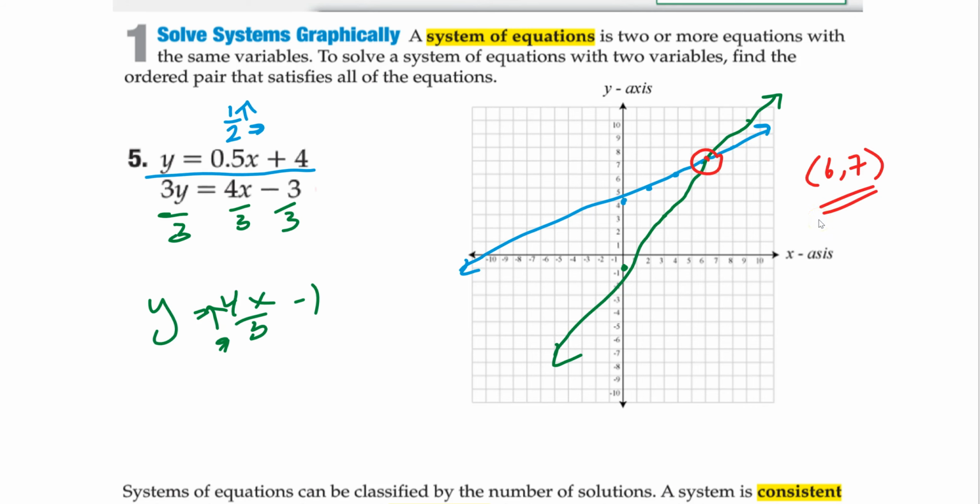So that's the graphing method. It works, it's just you have to be very accurate to graph, and if they cross not at a nice point, then you're kind of screwed. So not the best way, but it does work. So that's solved by graphing.